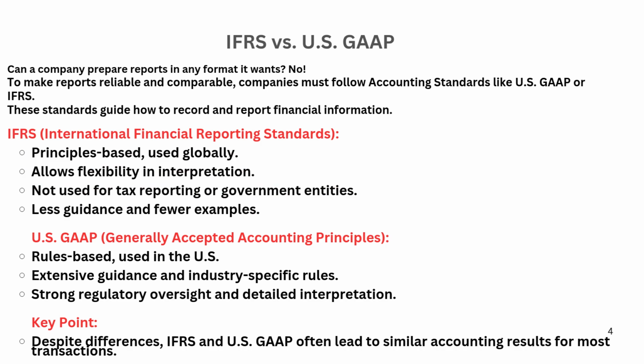Now, on the other hand, we have US GAAP, which stands for Generally Accepted Accounting Principles. GAAP is rules-based, very specific and detailed. It's used only in the United States. It offers extensive guidance and has many industry-specific rules. There is strong regulatory oversight. Everything must follow the rules strictly. Even though IFRS and GAAP are different in their approach, in real life, for most transactions, they actually lead to very similar results. So, whether a company is in London or Los Angeles, Tokyo or Texas, the world of accounting speaks different dialects, but it tells the same financial story.